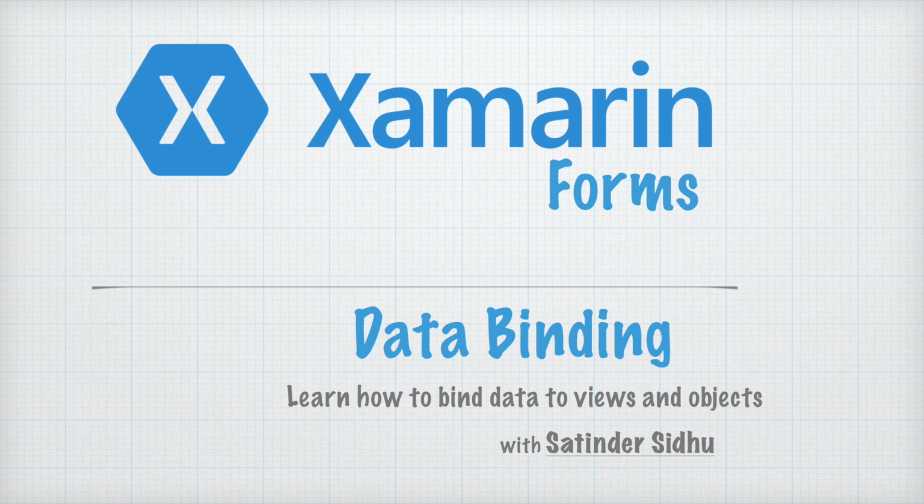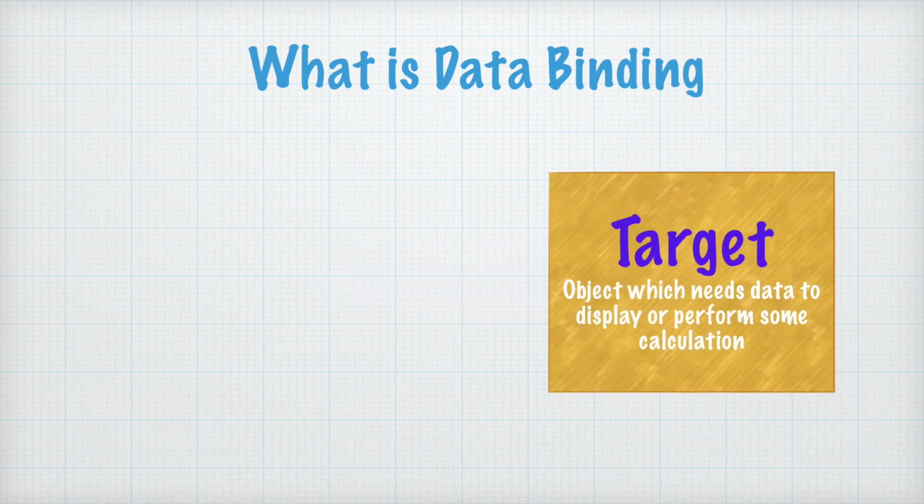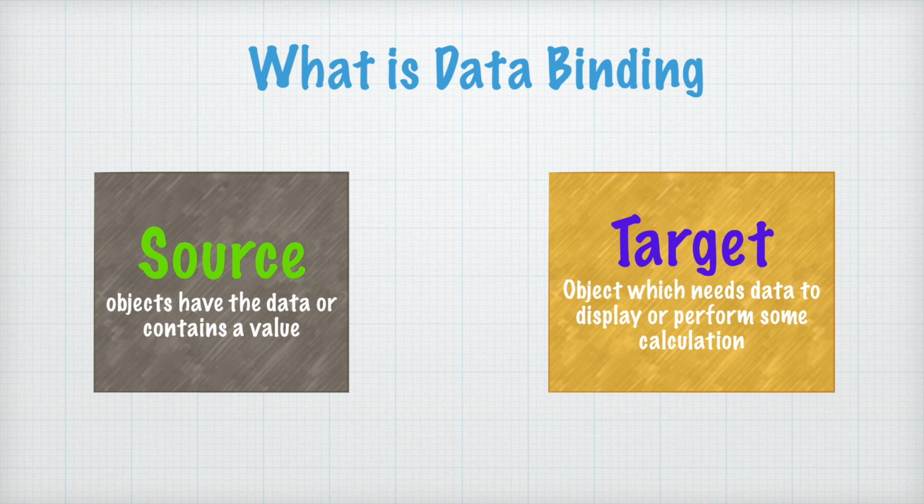In this video, we are going to talk about data binding. So what is data binding? In data binding, there is a target and there is a source. Target needs data and source is producing that data. So the connection between target and source is called binding.